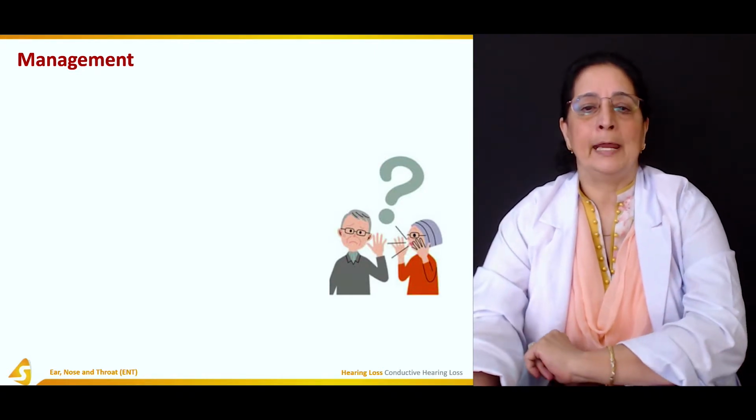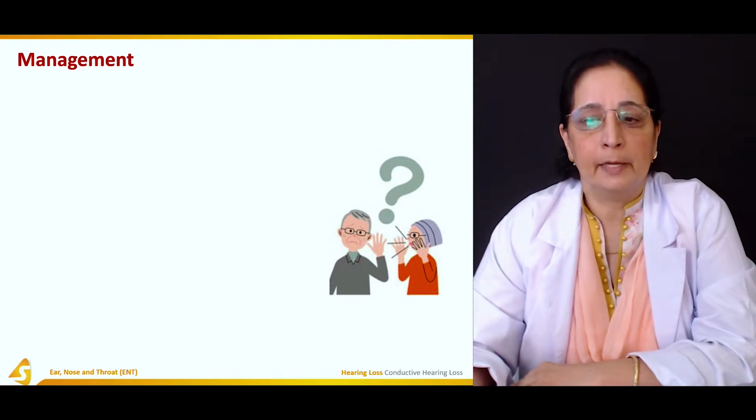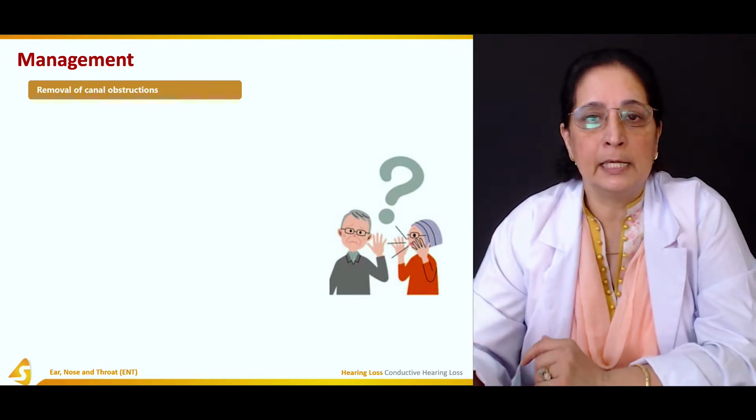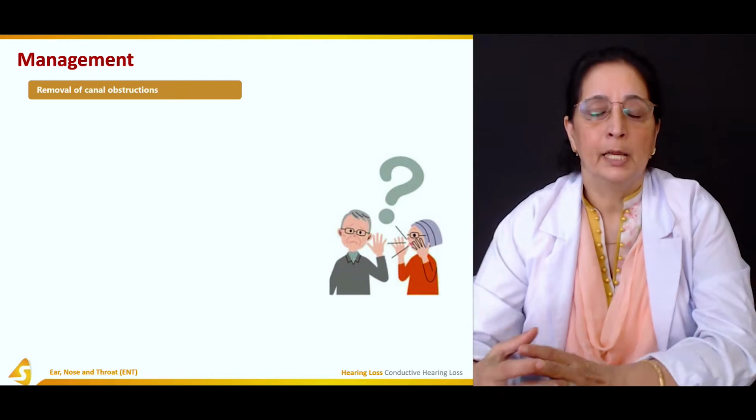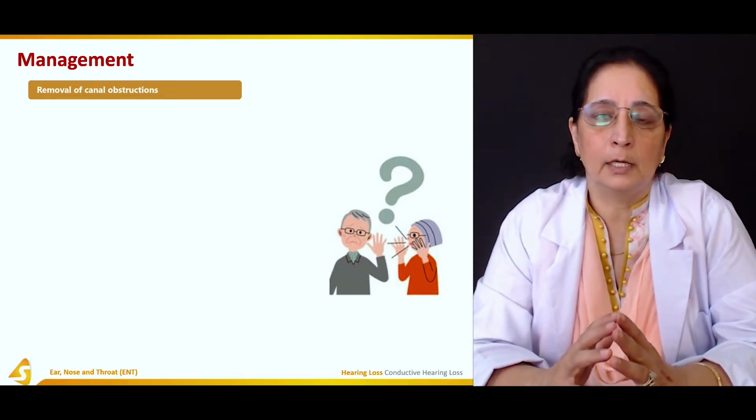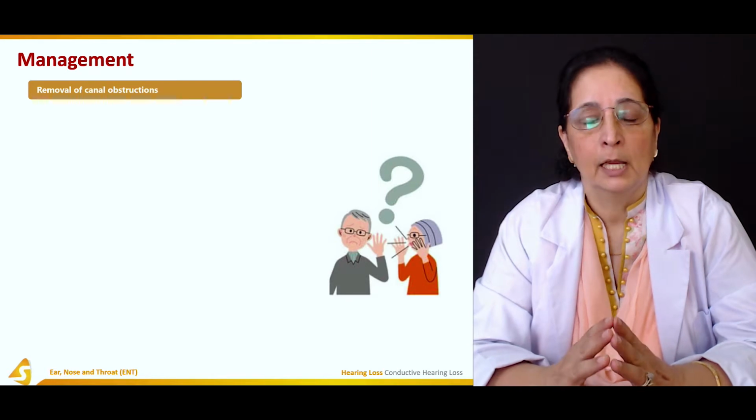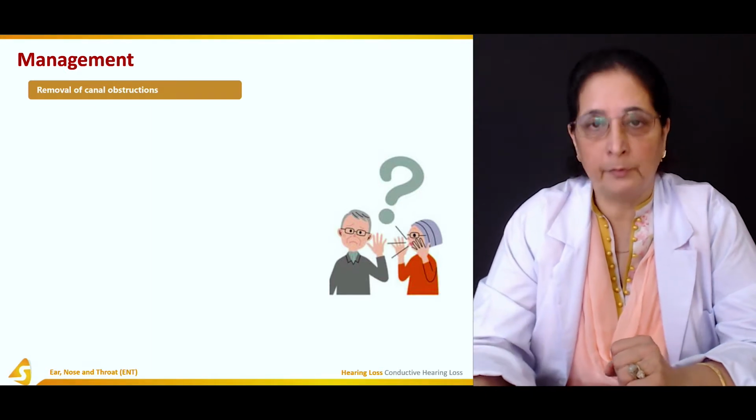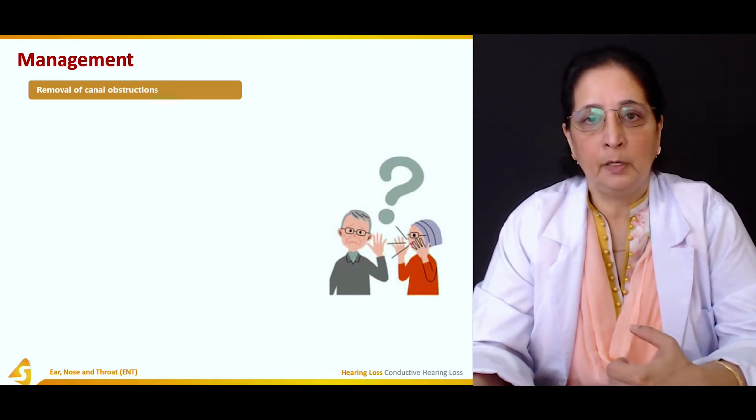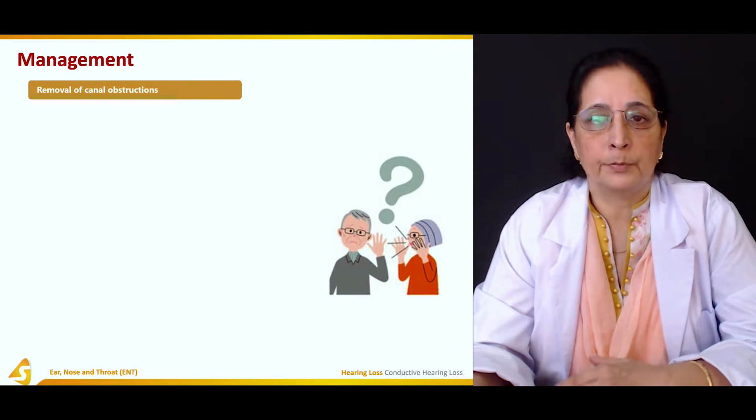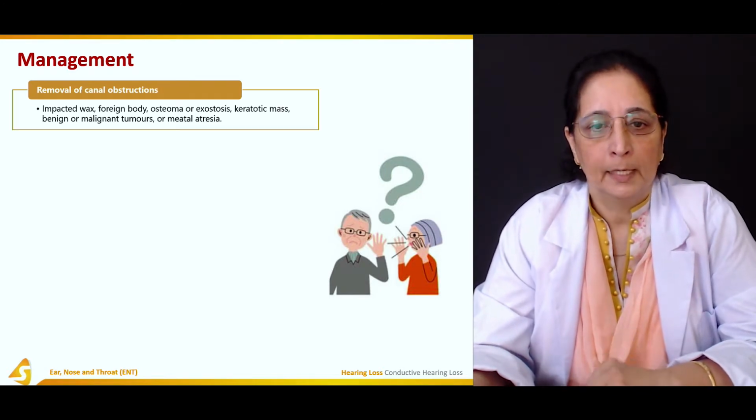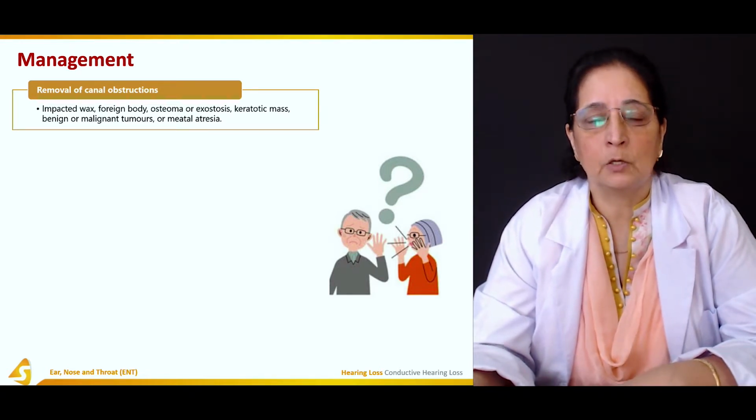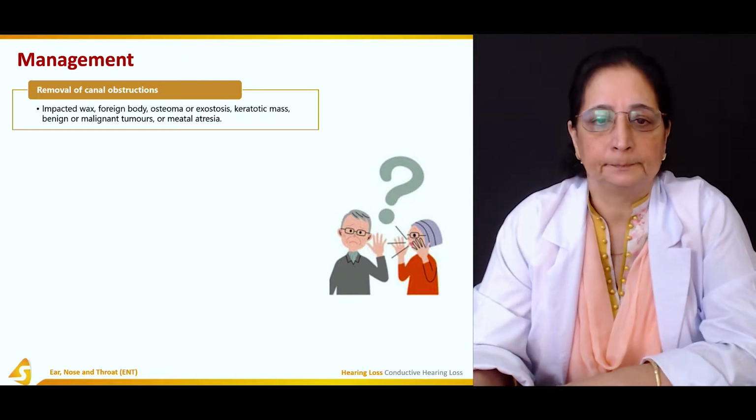Next, how it is managed, management of conductive hearing loss. Removal of canal obstruction. If there is any obstruction, that should be removed. Wax is a very important cause of obstruction, so wax should be removed. If there is any foreign body, that should be removed. If there is any growth, that should be removed. So removal of the cause of obstruction can fix the problem, like wax, foreign body, osteoma, mass, tumors, or meatal atresia.